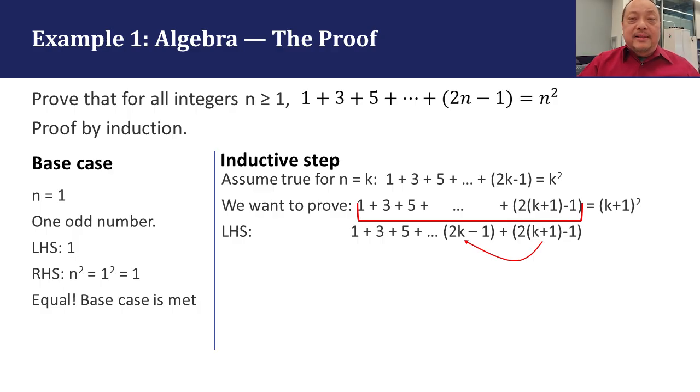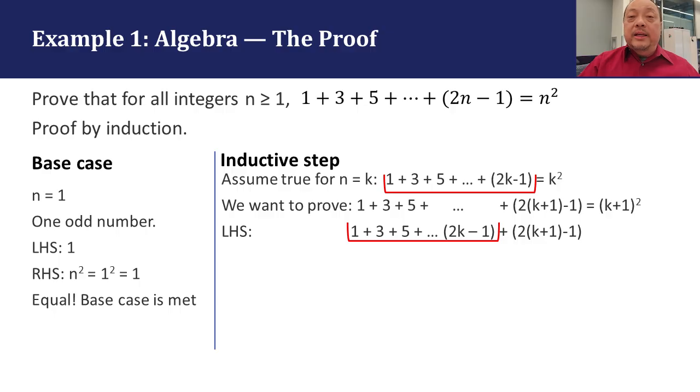Let's drop the parentheses. And now recognize this beginning part here. We know what it's equal to. This beginning part is the same as the left-hand side in our inductive hypothesis. We have the assumption, the hypothesis, that it is equal to k squared. That means we can plug it in. All of this is equal to k squared there.